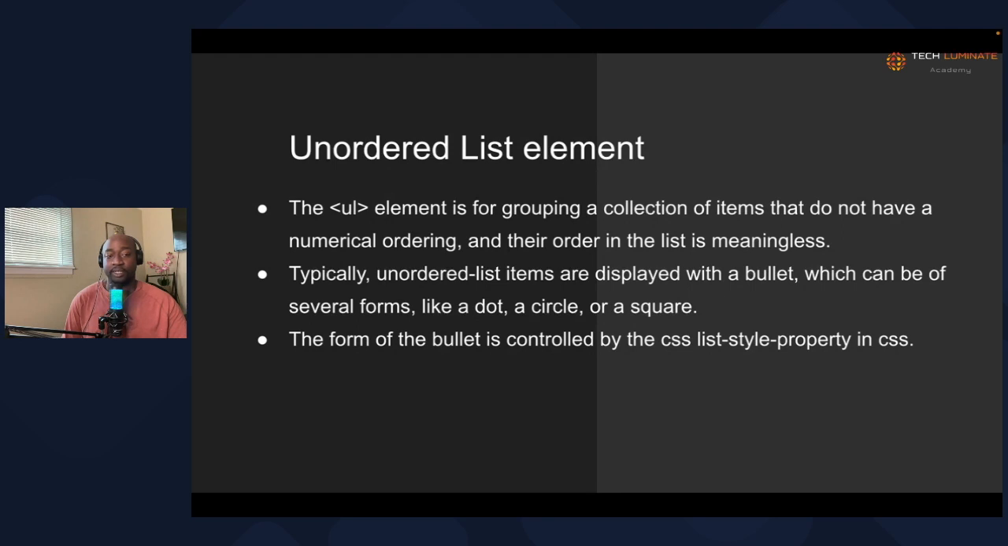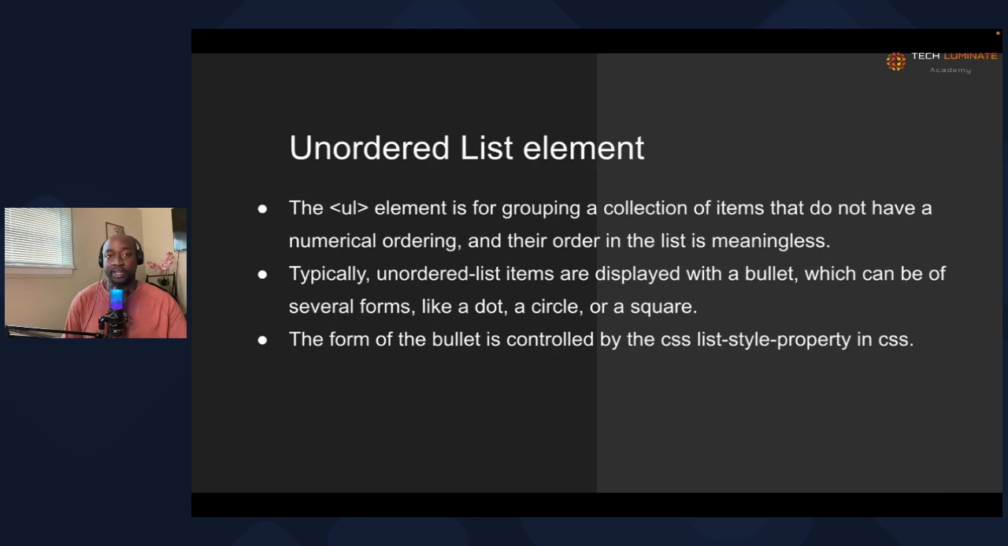The form of the bullet is controlled by CSS. It's the list-style property in CSS. Now, you may not know what that is. You will in future videos, but the list-style property is a property that you can use to change the style of the bullet to a dot, a circle, or a square.